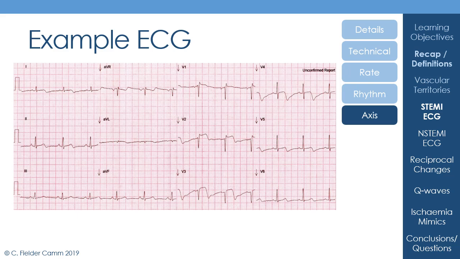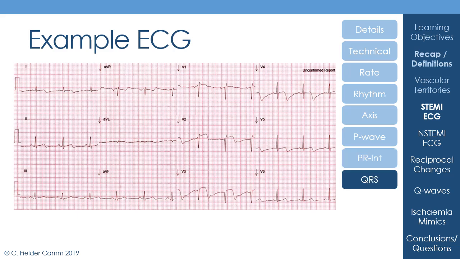Cardiac axis here appears to be normal. We've got an upward going lead 1 and an upward going lead 2. So P waves appear to be relatively normal morphology, they're not too big, bearing in mind the size restrictions that we talked about in lecture 1. And the PR interval appears to be normal. I think it looks like it's probably about 160 milliseconds, which is bang on normal.